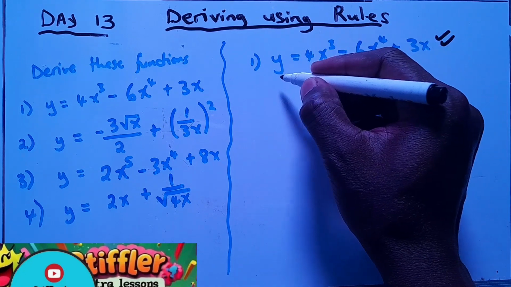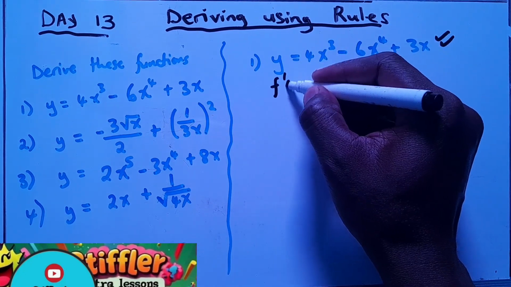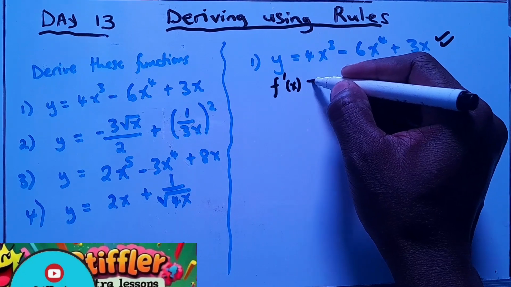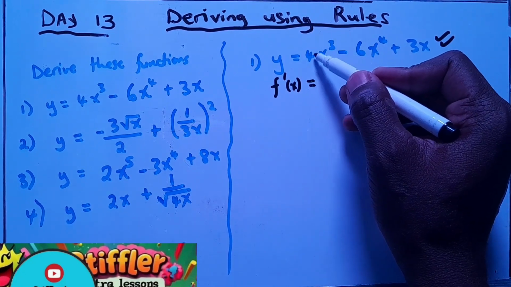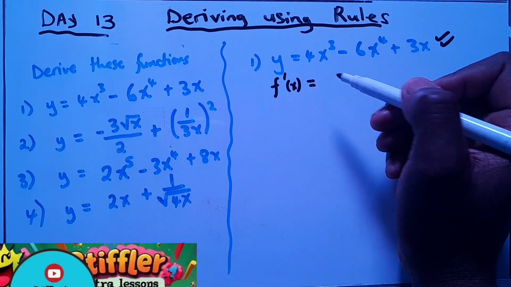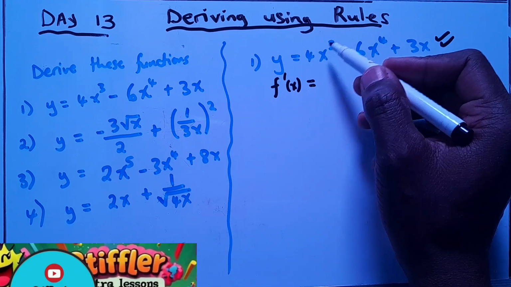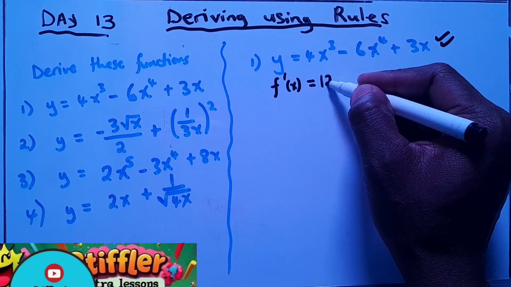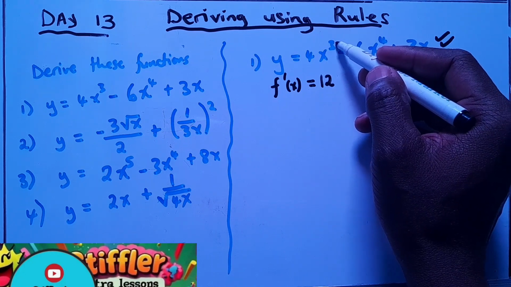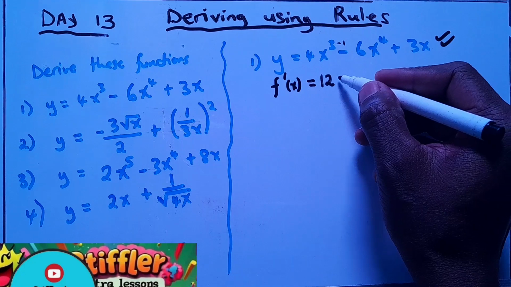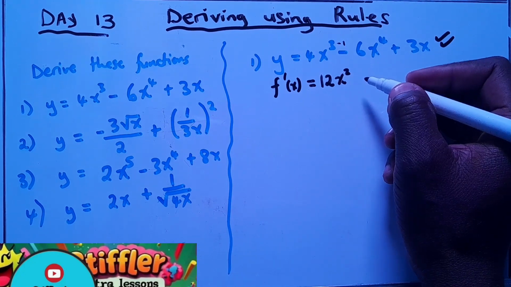To derive this, f prime of x will be the same as we said: this exponent will multiply the coefficient of x. So this will be 3 multiplied by 4, and we get 12. Then on the exponent we subtract 1, so this will be x to the power of 2.